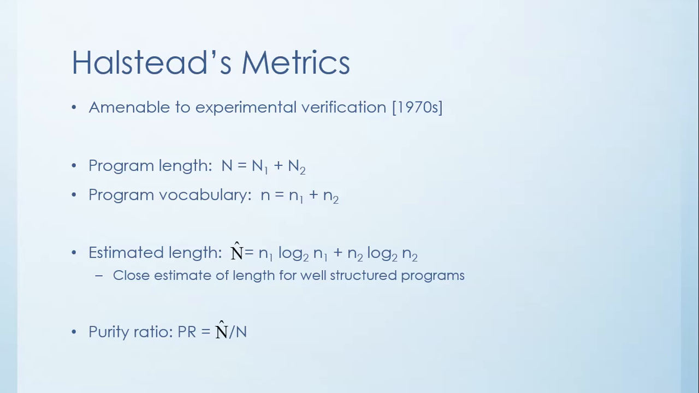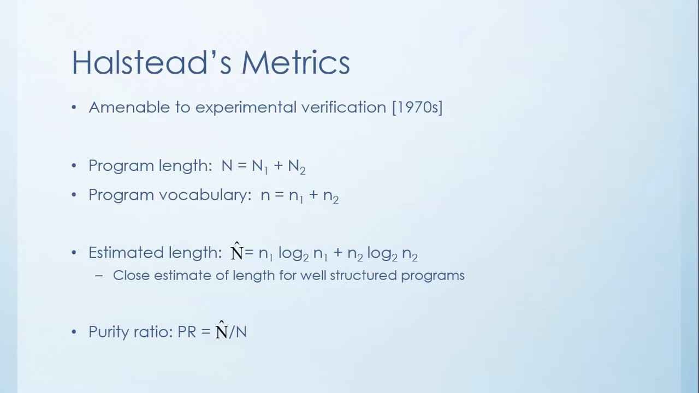The program vocabulary, denoted by little n, is actually the sum of the number of distinct operators and distinct operands. The estimated length of the program, which is actually a close estimate of the length for well-structured programs, is actually given by this formula here, and is denoted by the symbol capital N with a little caret on the top.